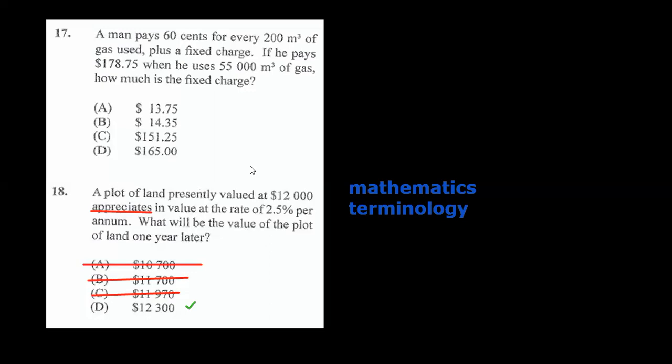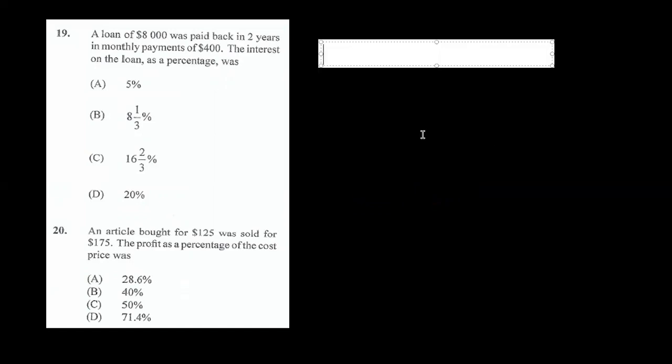Number 19. A loan of $8,000 was paid back in 2 years in monthly installments of $400. The interest on the loan as a percent is what? Right, so this is a different type of question. It did not say, remember, it did not say simple interest or compound interest. Simply said interest. If you do the simple interest formula, you may get the incorrect answer here.